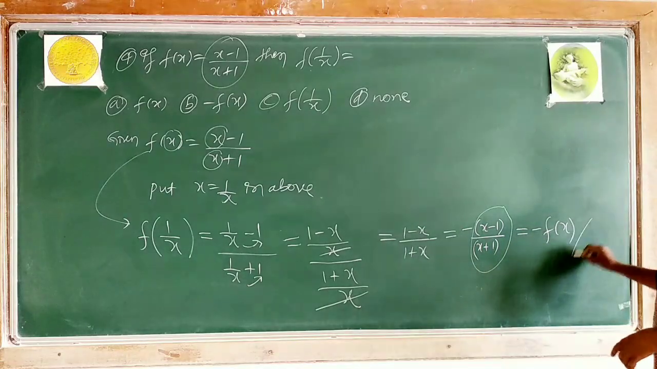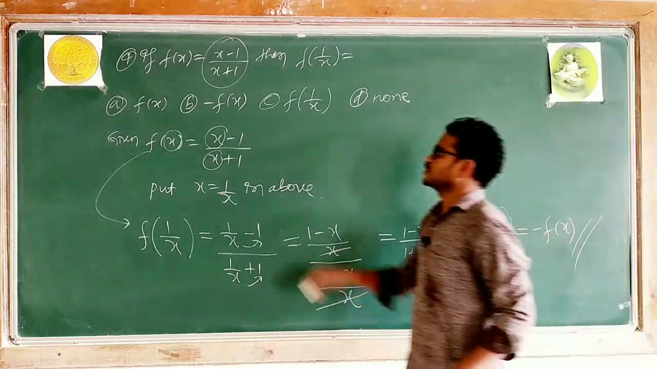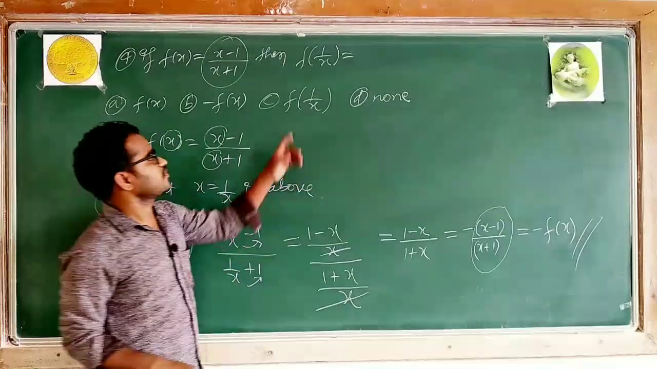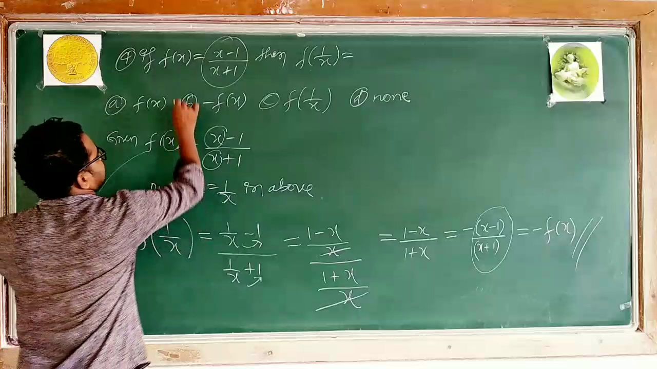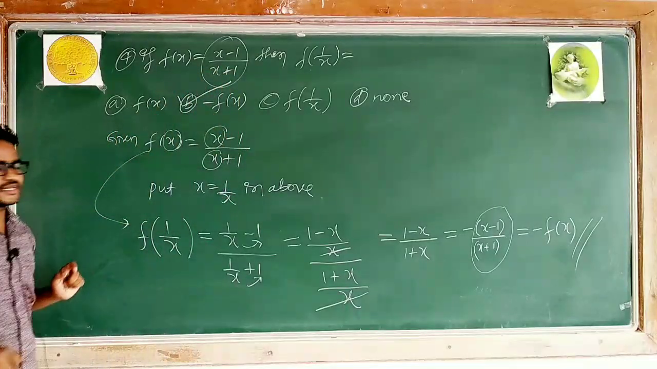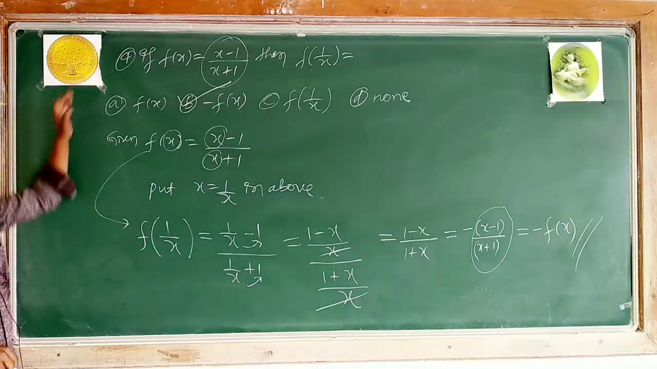Which one is the option? Is it f of x? No. Is it f of 1 by x? No. Is it the second one? The second one is the correct option. This is about this problem.